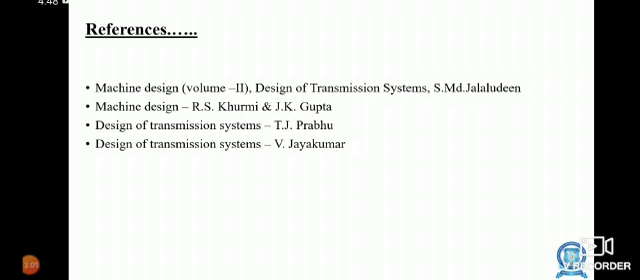This is the systematic procedure for designing the gearbox. References: this data is referred from these books. Machine Design, Volume 2, Design of Transmission System by Jalaluddin. Machine Design by R.S. Khurmi. Design of Transmission System by T.J. Prabhu. Design of Transmission System by V. Jayakumar. Thank you.